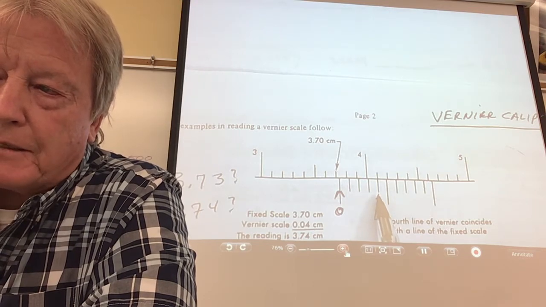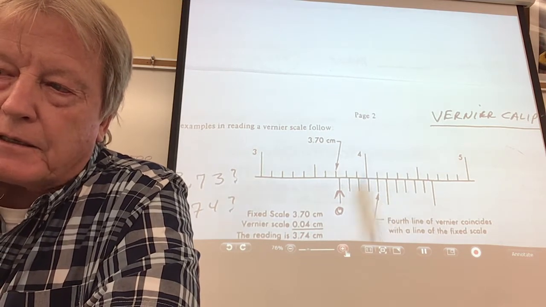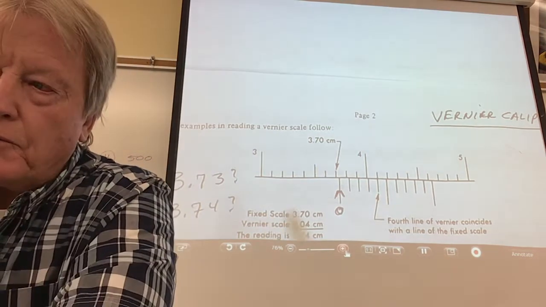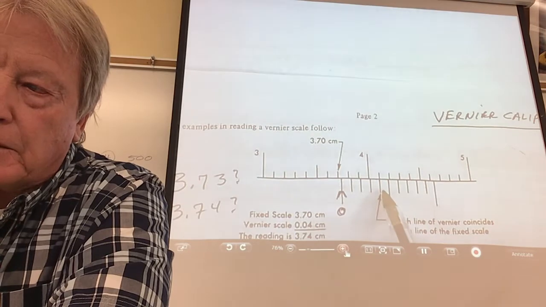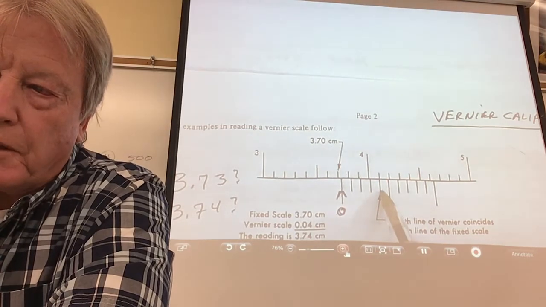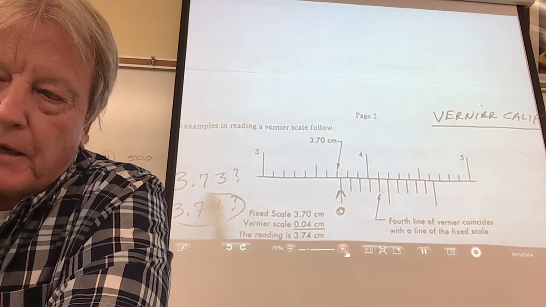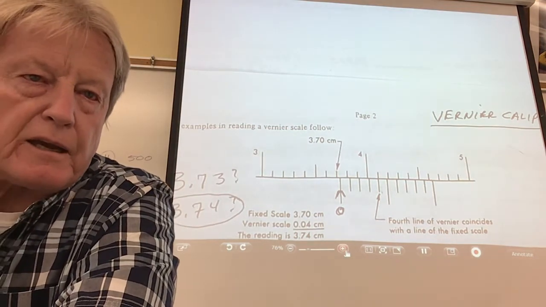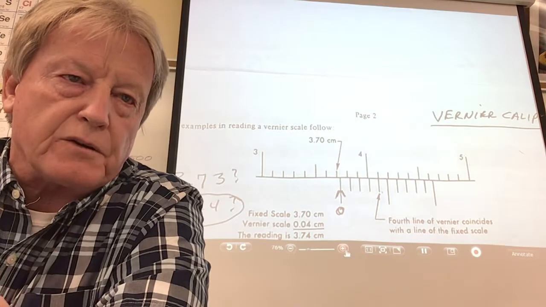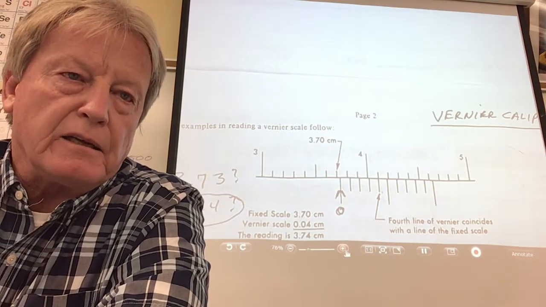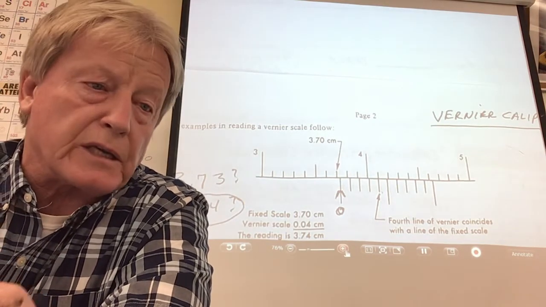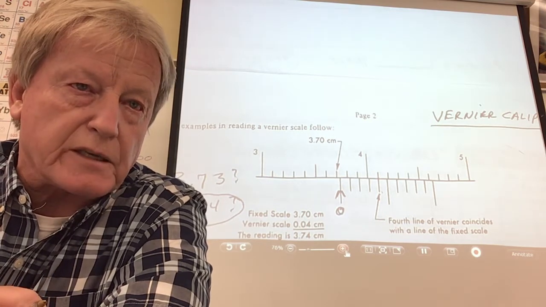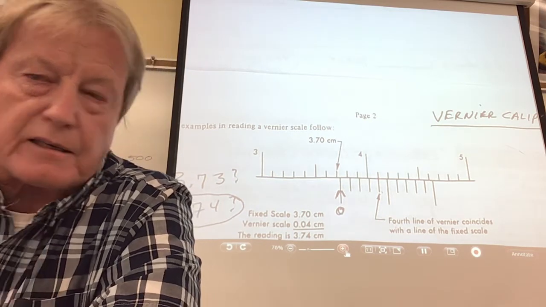Now, what that means is, from now on, instead of you saying 3.73 and I might say 3.74, we now know that the last number is 4 because the 4th vernier line lines up. And now everybody in the room will get 3.74. It does not give you any more significant figures. It just makes the last significant figure, which is a guess, less of a guess. You don't get more sig figs, you just feel better about that last number.